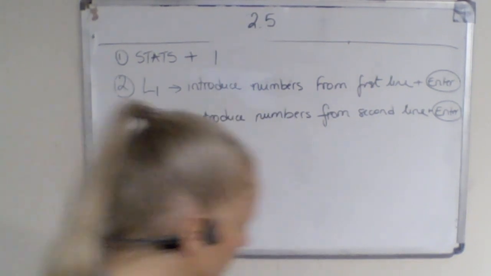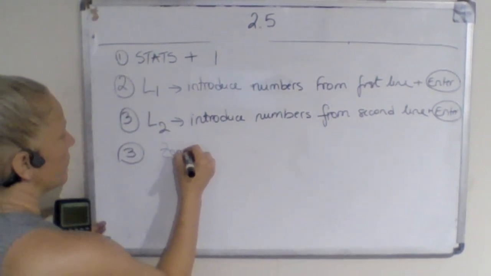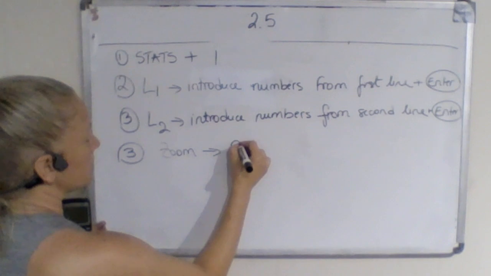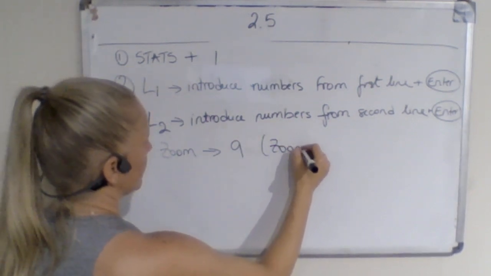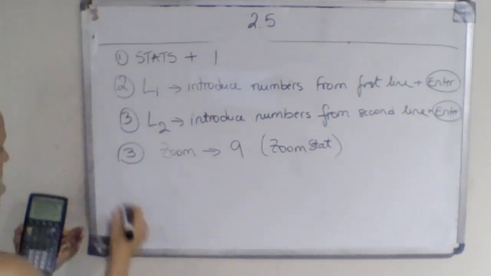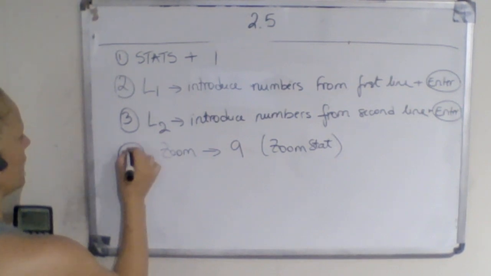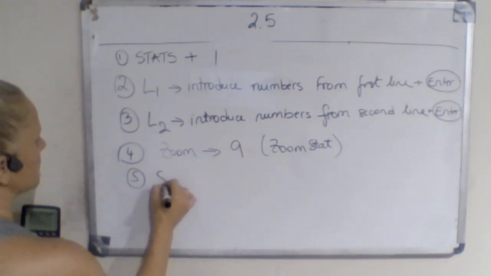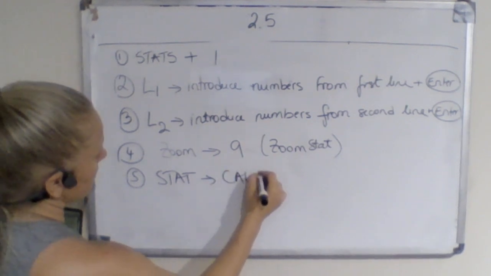Or I can do it right now, actually. So the way we did this was zoom 9, and it will take you to zoom stat. And in order to find the best fitting line, you're still going to push that. So this is 4, sorry. For 5, you're going to do stat and go over to calc.